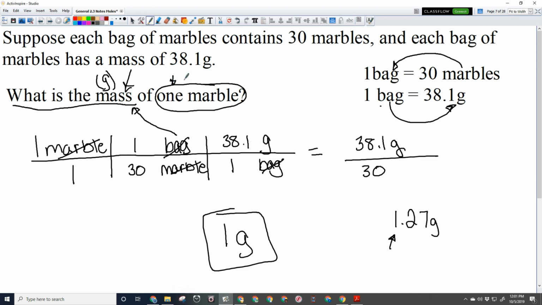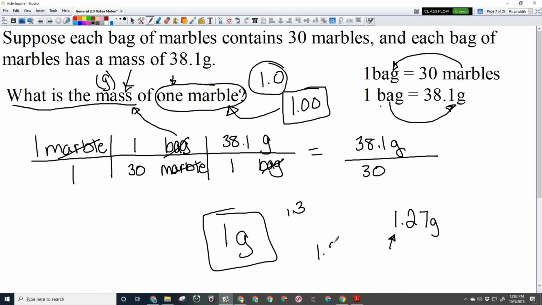Okay. Had this been, what is the mass of 1.0 marbles? If they had actually had a number in there, then this would be 1.3 because we'd have 2 sig figs. And if they did 1.00 marbles, then it would be 1.27 grams. So how many sig figs you have determines how accurate the answer is going to be.